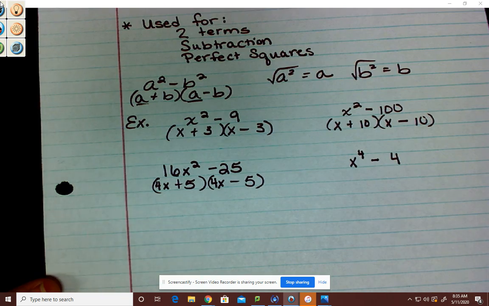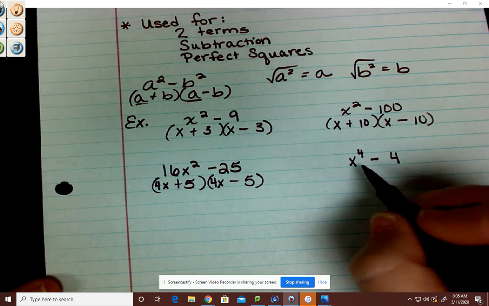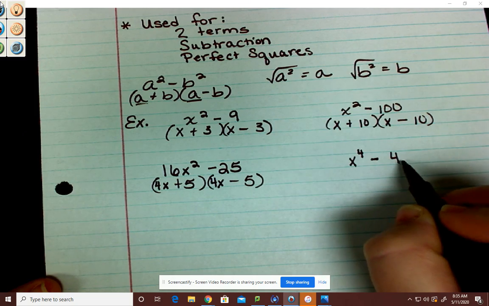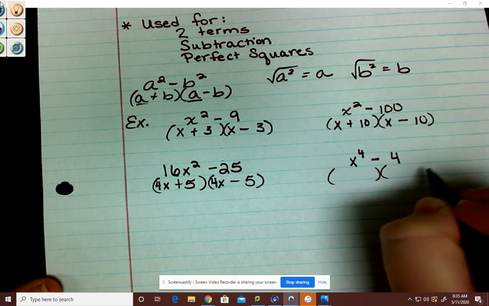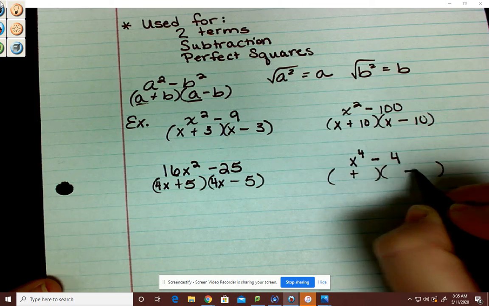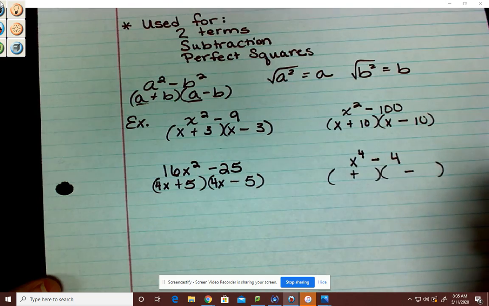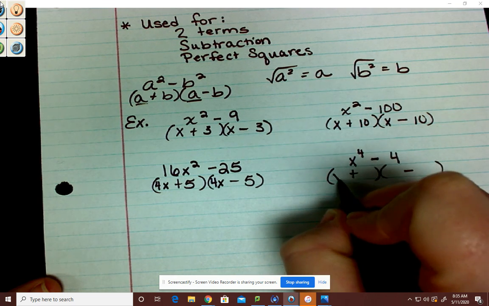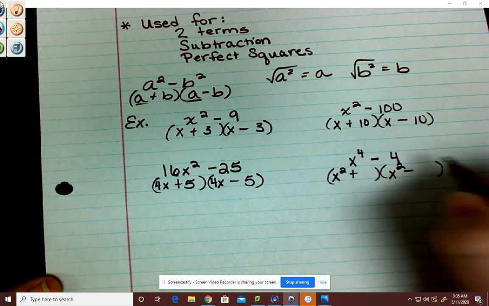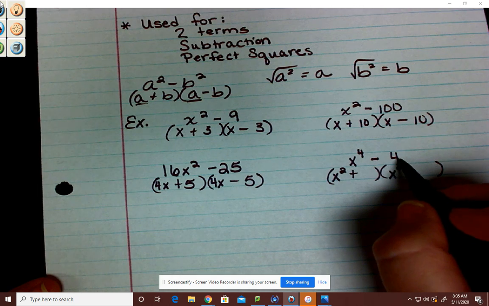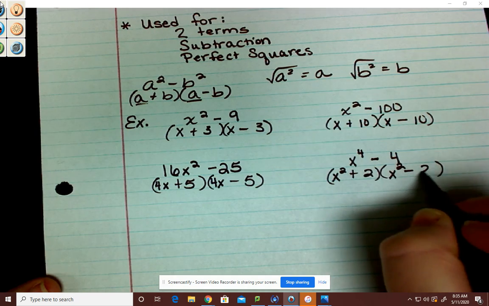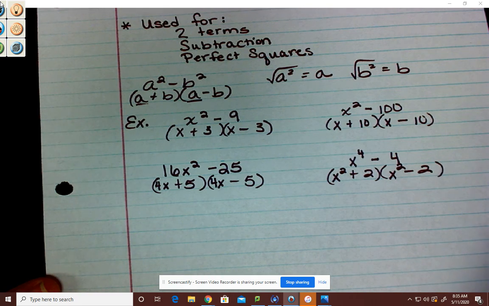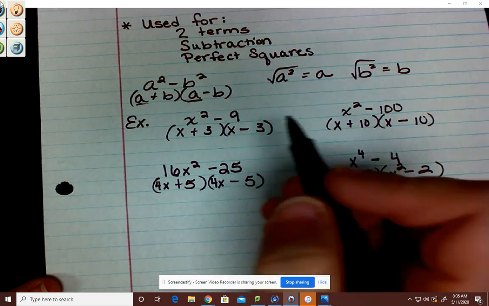Alright, let's say we have x to the fourth minus 4. This is also a difference of squares because it has an even exponent, it has subtraction, and 4 is a perfect square. So two parentheses, opposite signs. Now, to take the square root of the variable, you just take that exponent and divide by 2. So 4 divided by 2 is 2. So x squared and x squared would go there. And then the square root of 4 is 2. And then we're finished. So these are all difference of squares.